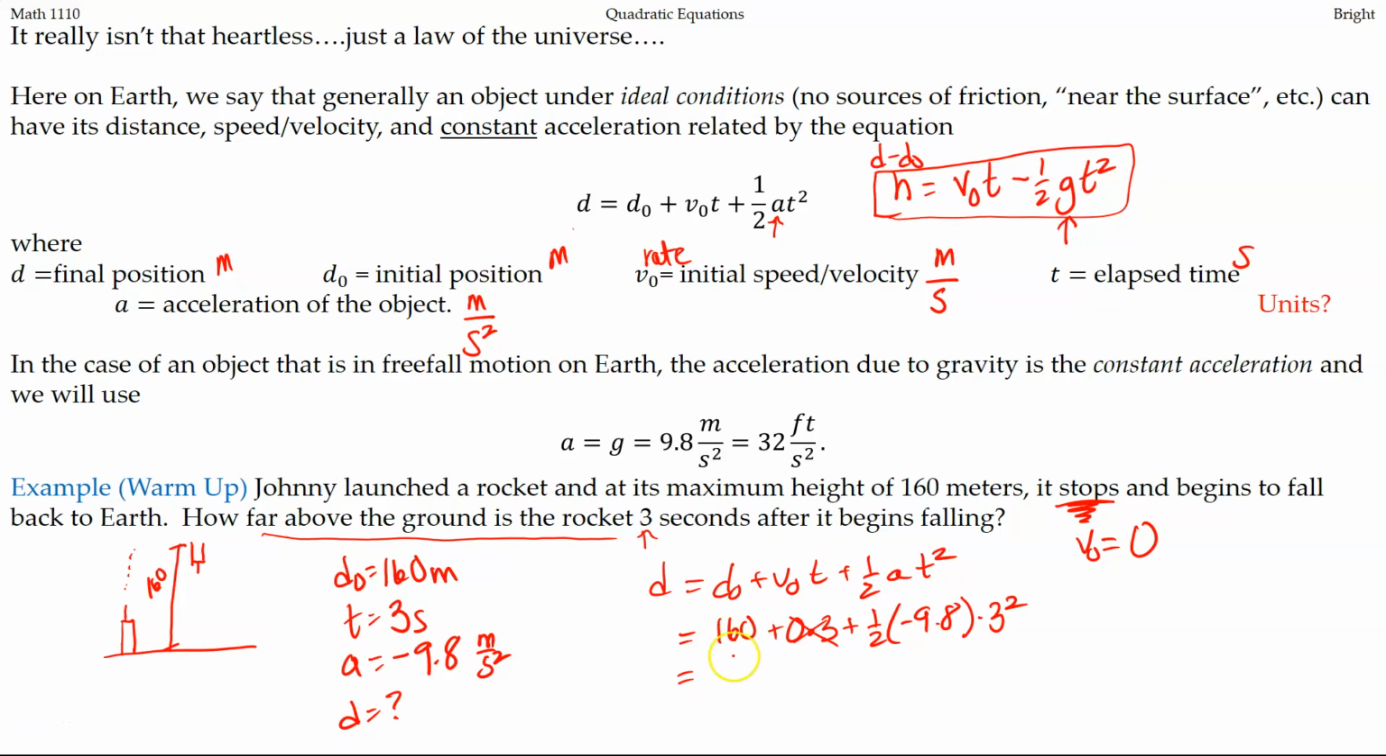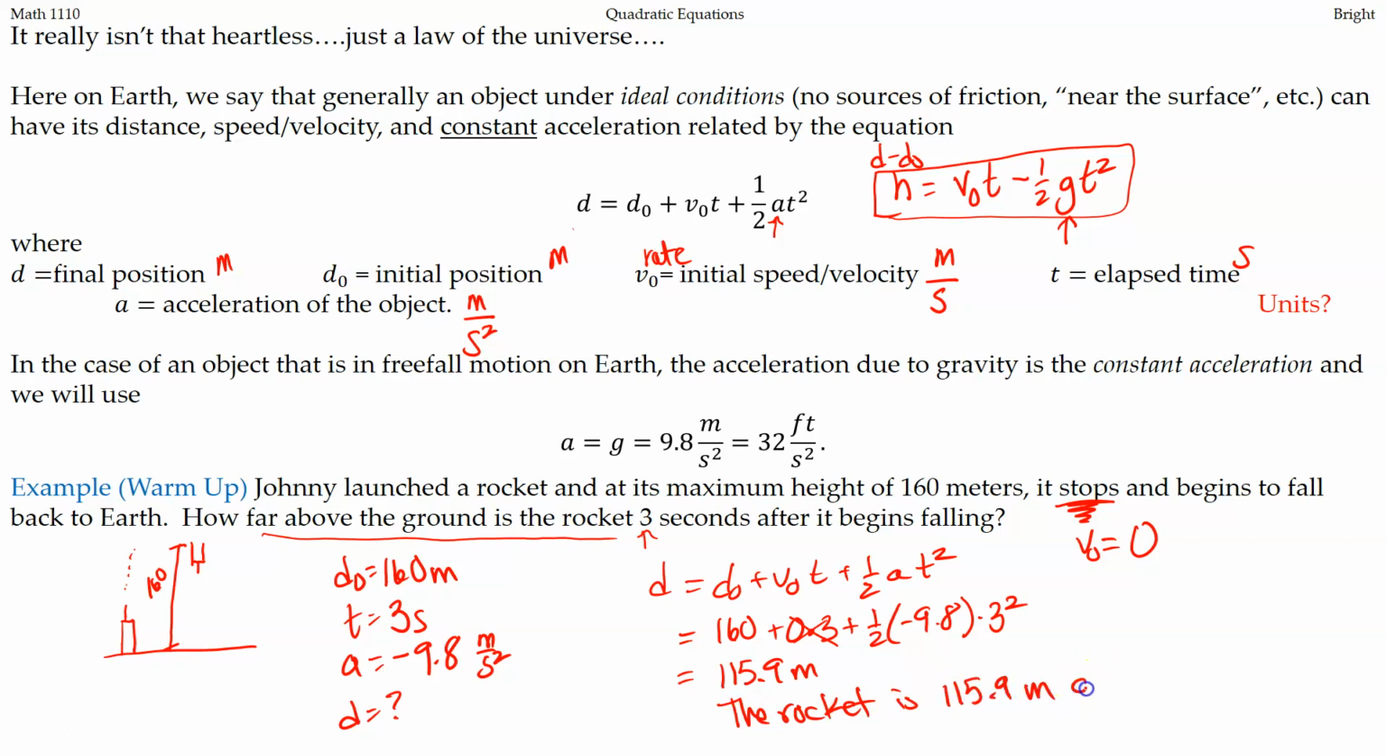I ended up getting 115.9 meters. Again, this is a context, so I need to respond with a sentence. The rocket is 115.9 meters above the ground.